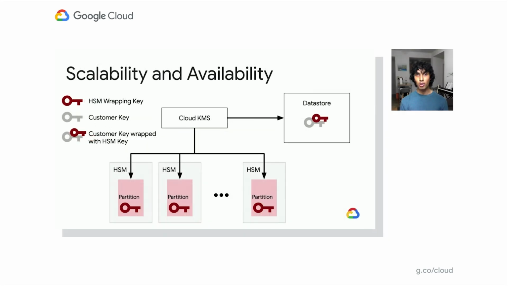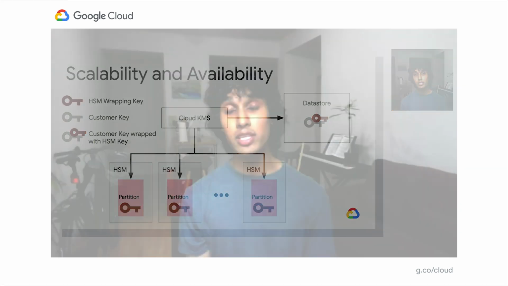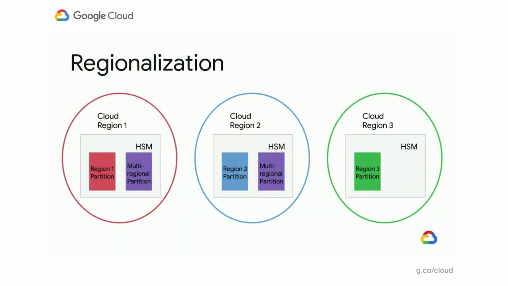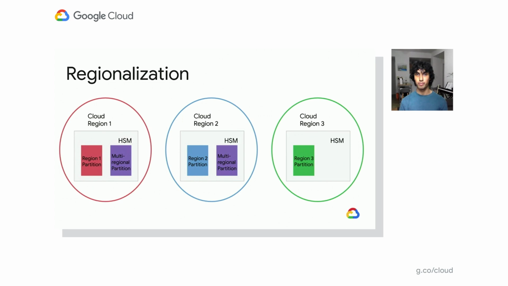In order to scale up in this model, we'll install a new HSM in the data center for the region and clone the region's wrapping key to that new HSM. Additionally, if the region is supposed to support a multi-region, we'll clone the multi-region's wrapping key to a separate partition. For example, here we have 3 cloud regions, the first 2 of which also support the same multi-region. The HSMs in the first 2 cloud regions have a second partition that is cloned with the same multi-regional wrapping key. The HSMs in Cloud Region 3 don't have the second partition because the region doesn't support the multi-region.